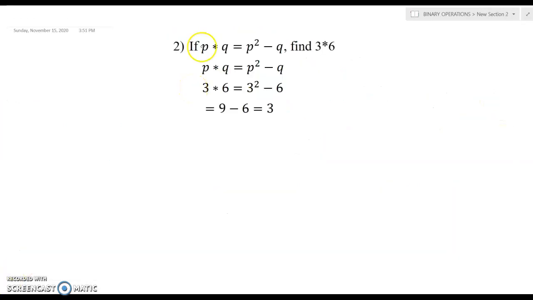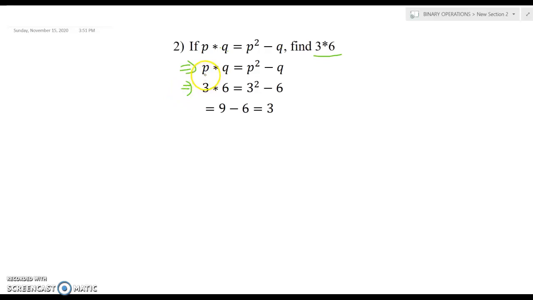We have p star q is equal to p squared minus q. They want you to find 3 star 6. So let's go ahead and look at finding 3 star 6. So I just rewrote the binary operation here: p star q equals p squared minus q. And then I wrote underneath what we want to find, 3 star 6.